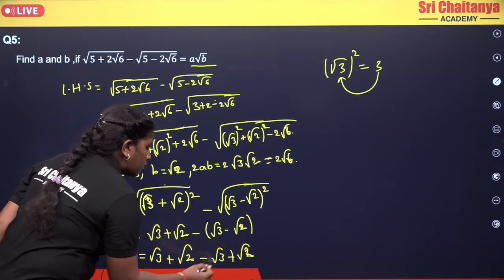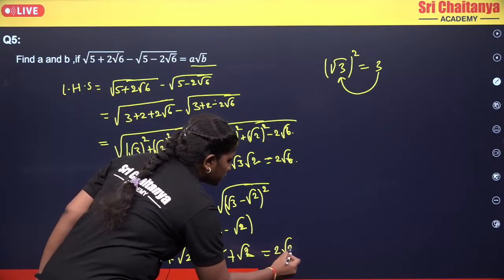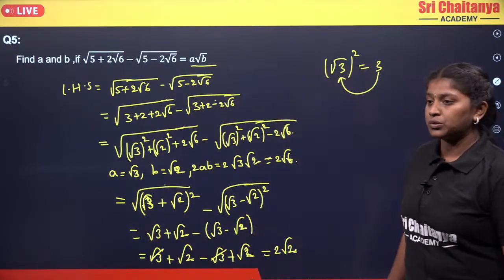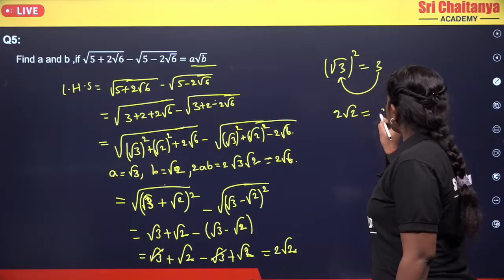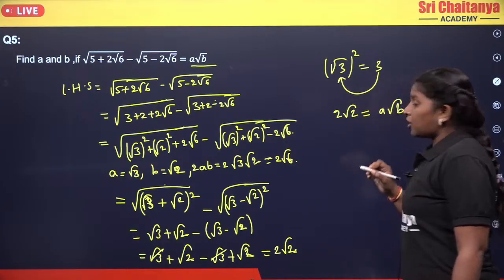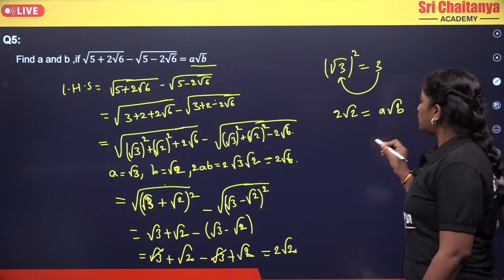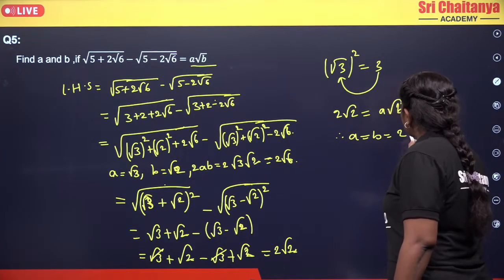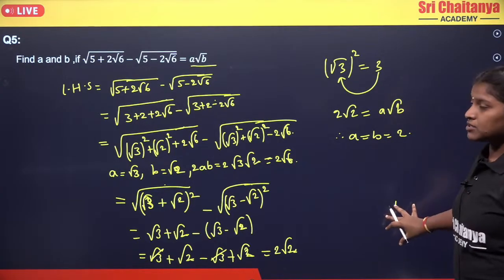Okay. So now minus root 3 plus root 3 will get cancelled and finally we got the value as 2 root 2. Now equate whatever the value we got to the A root B. So now our 2 root 2 is equals to A root B. Now from this, what is our A value and B value? Both the values will be 2. So therefore we will get A equals to B equals to 2. Okay. So this is how we can just do it.